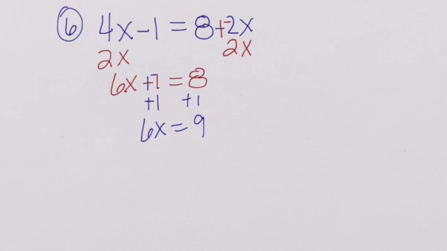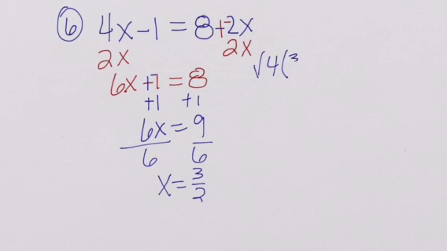So now we're going to ask, what math operation is this? Math operation is multiplication. So the opposite of multiplication is division. We're going to divide both sides by 6. So x is going to be 3 halves. We're going to go ahead and check it.